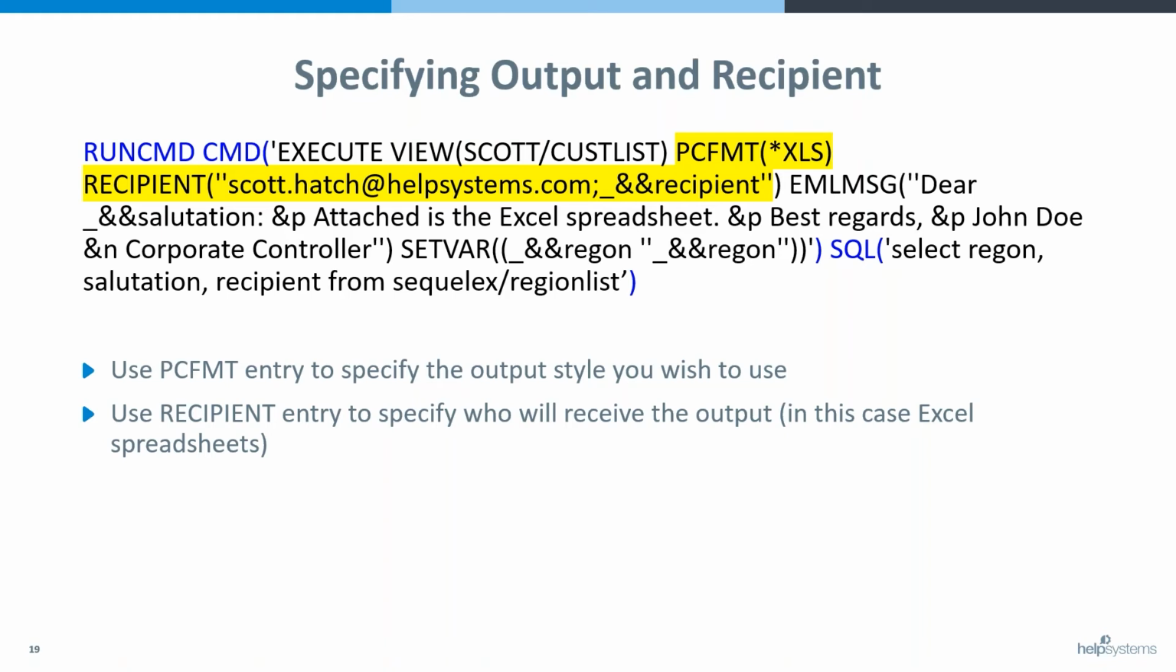Notice how the variable, underscore ampersand recipient, which is the field from the REGIONLIST parameter, is set up. Open parenthesis followed by 2 single quotes. For the recipient parameter, we have a leading underscore followed by 2 ampersands. Then recipient, and we close with 2 single quotes and the close parenthesis.